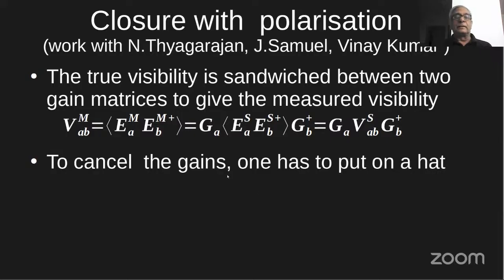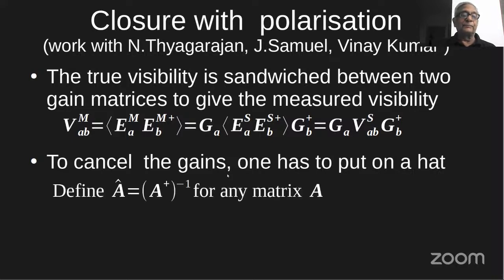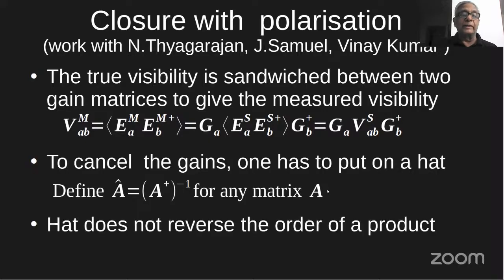And the first progress came from defining something called a hat. A hat is just our notation, right? So take a matrix, take its dagger, and also take its inverse. And actually, you can do it in the opposite order also. It doesn't matter. Okay, you can check. Now, A hat has a nice property, which neither dagger nor inverse has. When you take a dagger or an inverse, the order gets reversed. But when you take both, the order remains the same. So there is one nice property of A hat. It does not reverse the order of a product.